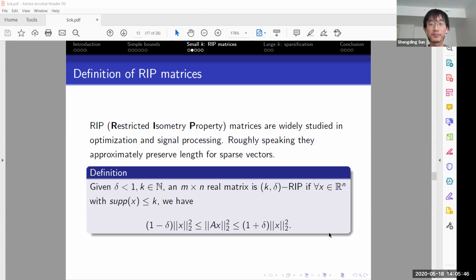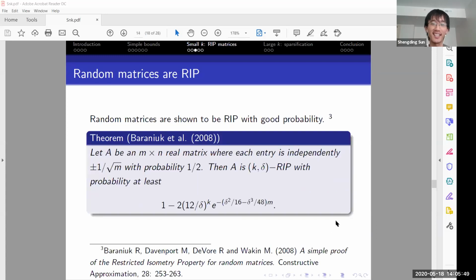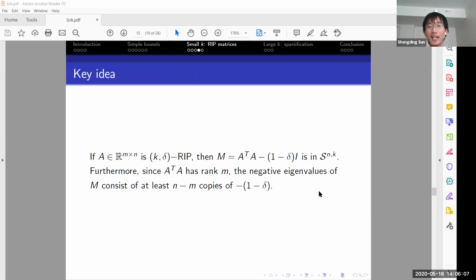And why is this useful? A very well-known result in RIP is that if you take a random matrix, whether Bernoulli or Gaussian, then with good probability it will be RIP, and we will use the Bernoulli matrices after scaling. So why is RIP useful for us? If you have an m by n matrix A that's (k, delta)-RIP, then you take A transpose A minus (1 minus delta) times identity. You see from our definition, this matrix will automatically be in S_{n,k}.